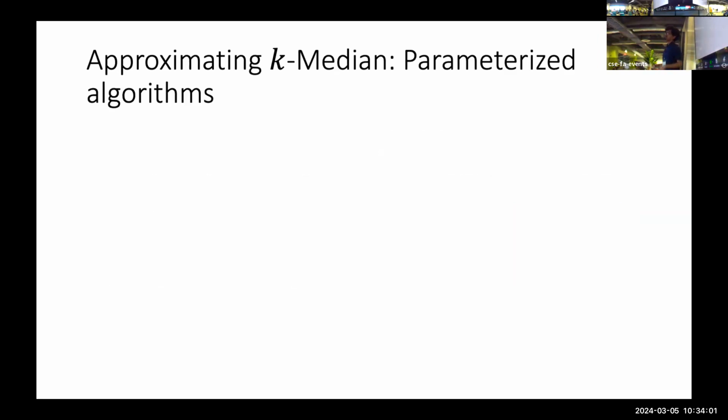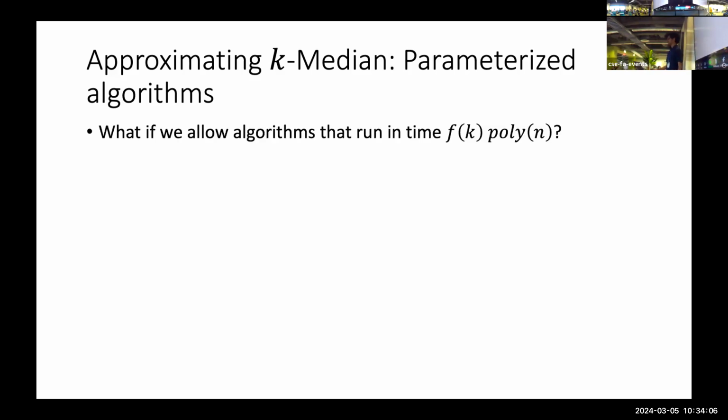More recently, people have also been interested in parameterized algorithms for k-median. We ask the question: what if you allow algorithms that run in time some function of k times poly n? It could be 2 to the k times poly n, something like that. It's kind of reasonable if k is small. That's the first motivation. The second motivation is that it might give some meaningful insight for polynomial time, because there we're not able to narrow down the approximations so much. There's quite a gap between the best known lower bound of 1.7 and the 2.6 algorithm.